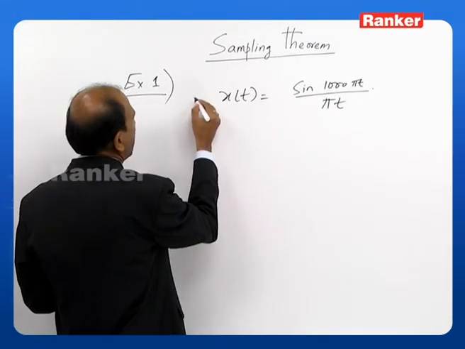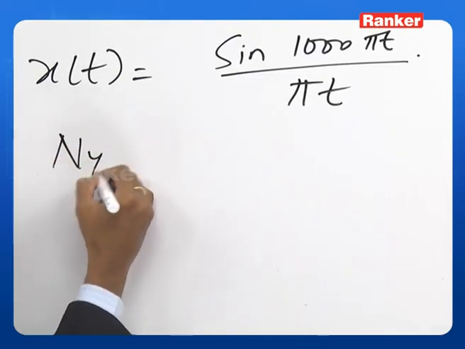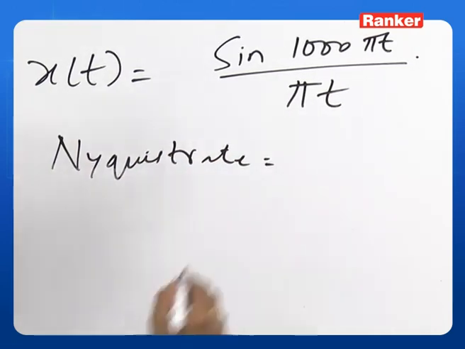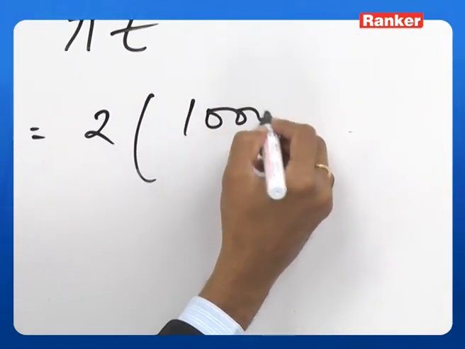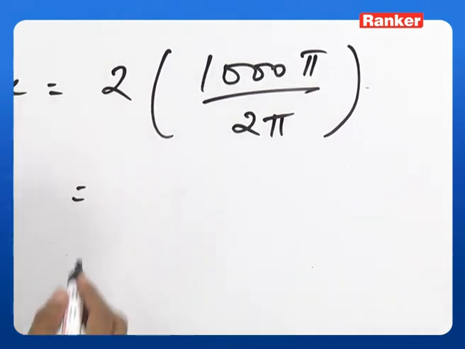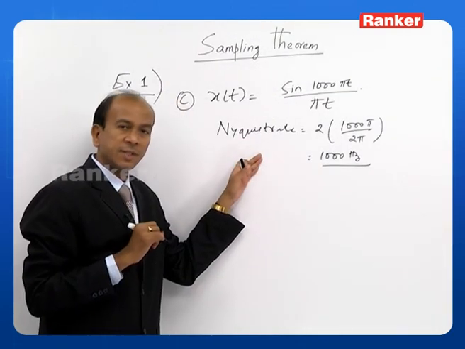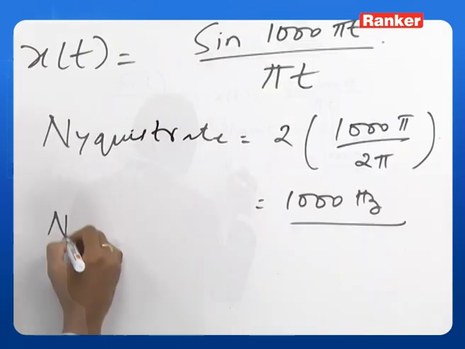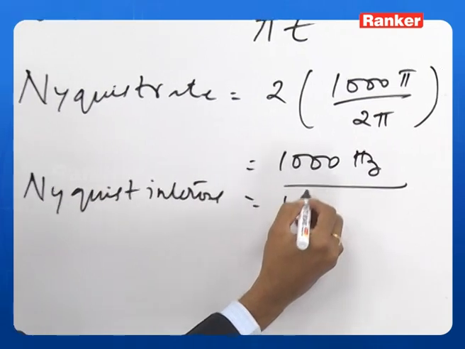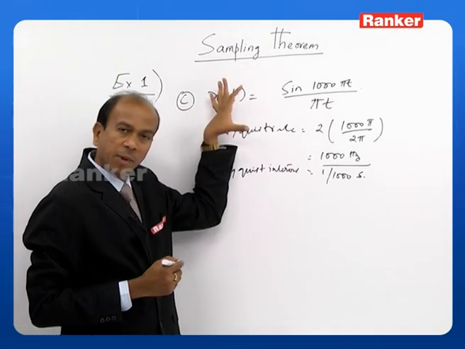Let us see example 1c. Okay, simple. So, how do you get the Nyquist rate? Nyquist rate is equal to 2 into 1000 pi by 2 pi. So, how much is this? 1000 hertz. So, this is the Nyquist rate. Similarly, what is the Nyquist interval? 1 by 1000 seconds. So, this is the Nyquist interval. It is as simple as this.